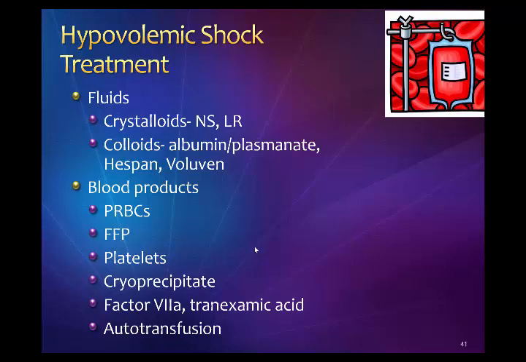Colloids are what we call plasma expanders, so they kind of make the plasma seem more voluminous. So those can be used also to bring the blood pressure up. Blood products can be given: red blood cells, fresh frozen plasma, platelets, the rest on that list except for autotransfusion. If we know that they have a bleeding condition that has led to their hypovolemic shock, we can use those for that.